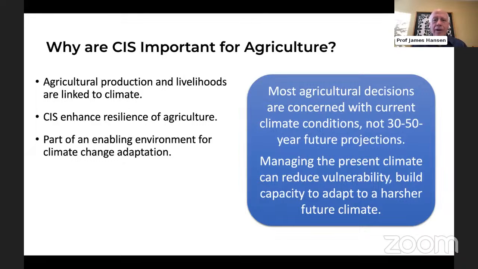If we can learn as an agricultural community to manage climate in the present, this provides a pathway for reducing vulnerability and building capacity to adapt to a harsher climate in the future.